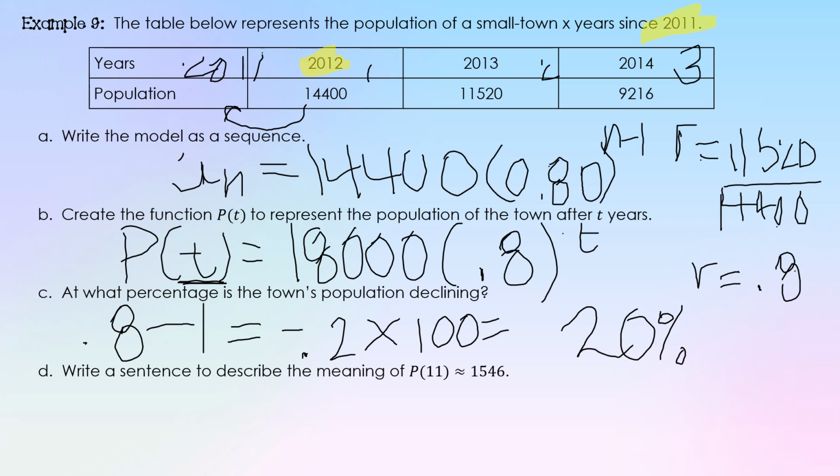The 1,546 is the approximate population. So your sentence should say something along these lines. In 2022, the population was about 1,546 people.